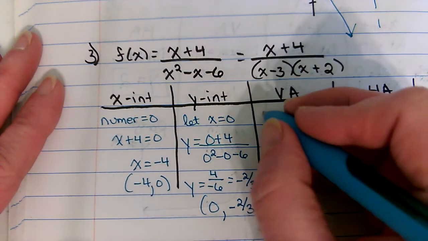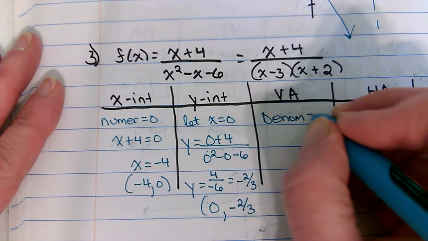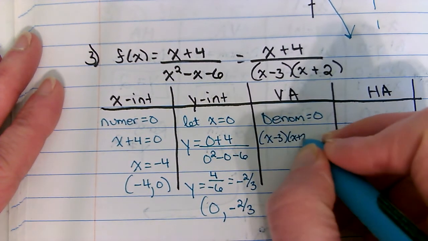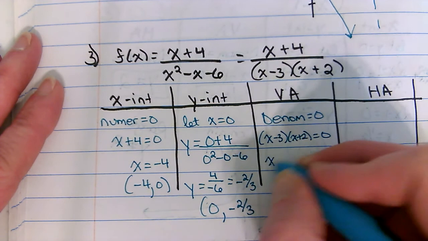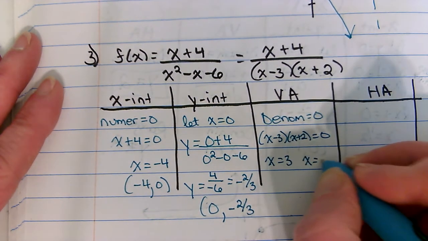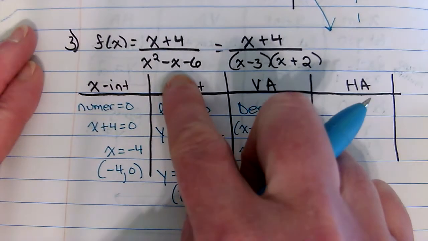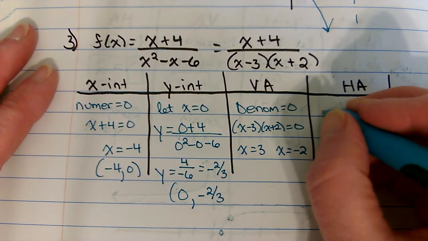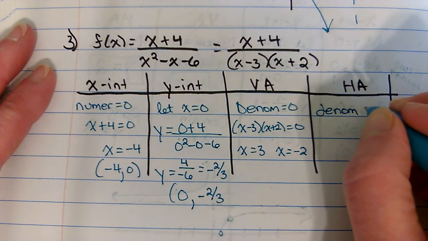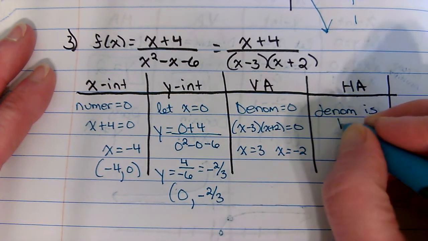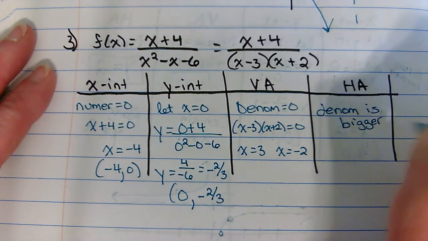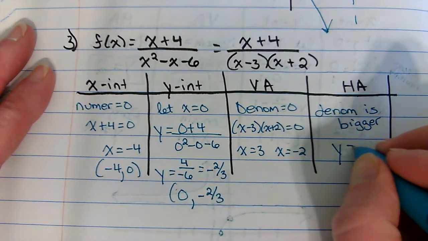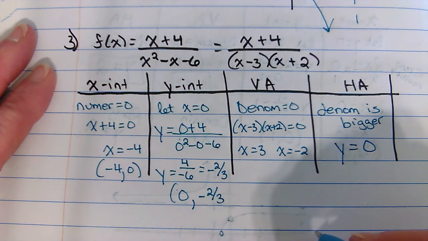Vertical asymptote, denominator equals 0. So this time we have 2 factors. That means we have 2 vertical asymptotes. So I invite you, if you want to go put this in Desmos and see what it looks like, you can. The denominator is bigger. It's an x squared, so x divided by x squared, it can't go into it. So that means my horizontal asymptote is y equals 0.